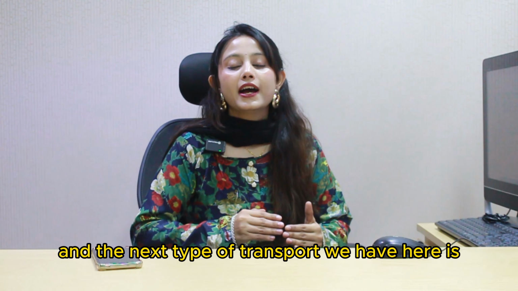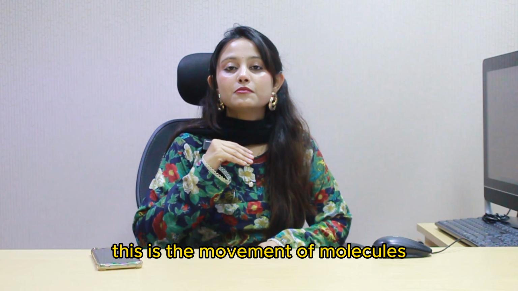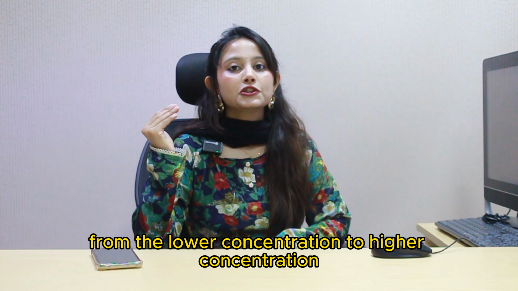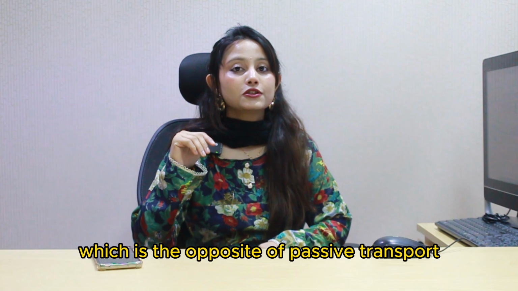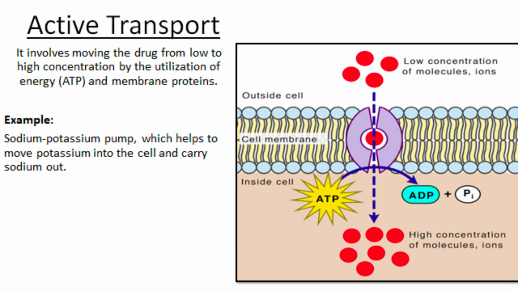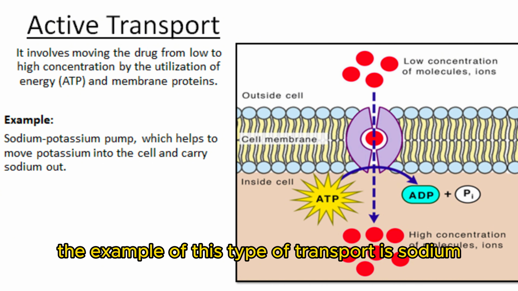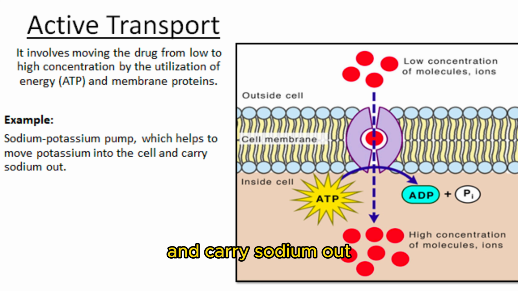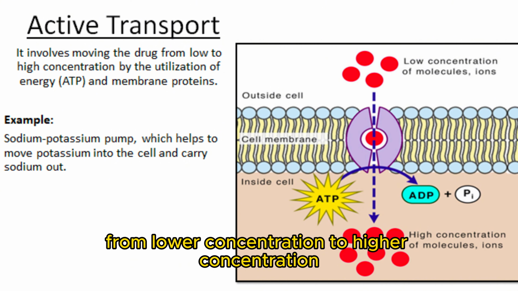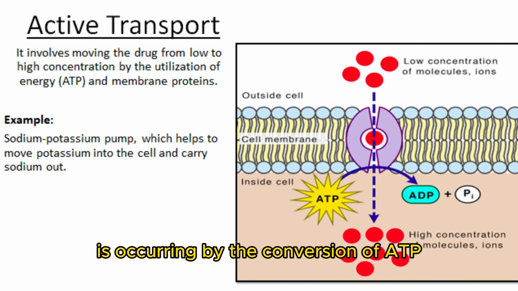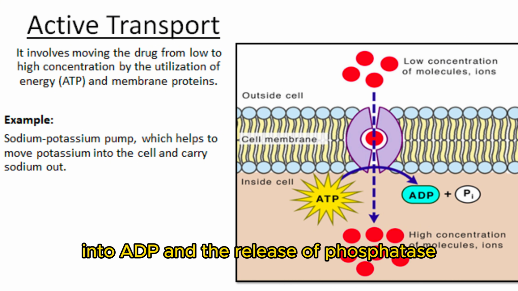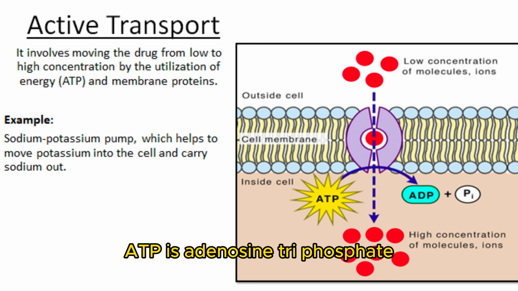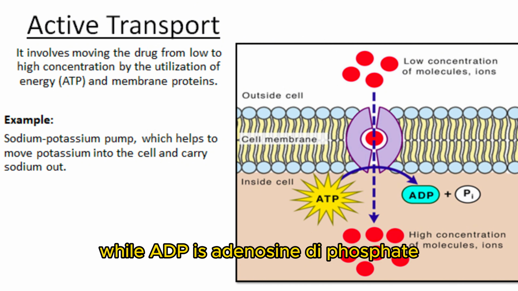Another type of transport we have here is active transport. Now this is the movement of molecules from the lower concentration to higher concentration, which is the opposite of passive transport. The example of this type of transport is the sodium-potassium pump, which helps to move potassium into the cell and carry sodium out. From the picture, you can see that the movement of molecules from lower concentration to higher concentration is occurring by the conversion of ATP into ADP and the release of a phosphate ion. ATP is adenosine triphosphate, while ADP is adenosine diphosphate.